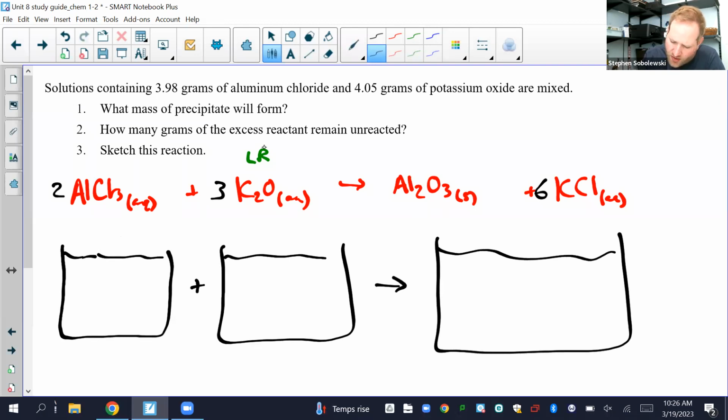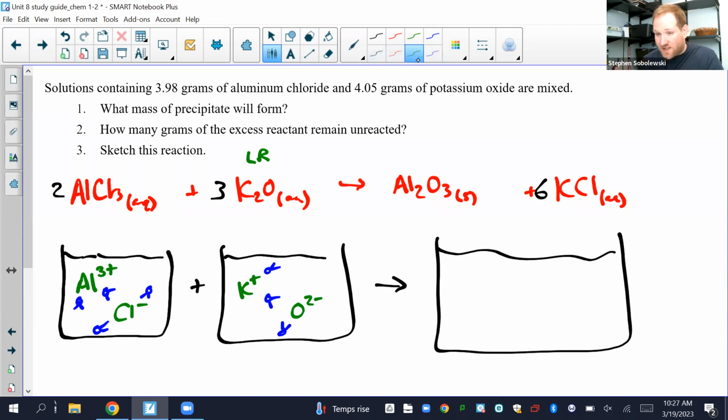In my first beaker, I have aluminum ions, Al3+, and chloride ions, Cl-, with waters facing towards the aluminum and away from the chloride. Second beaker, I have potassium ions, K+, and oxide ions, O2-, with waters facing towards the potassium and away from the oxide. Notice, even though oxygen is a diatomic, same with chlorine, when they're split into ions, they do not pair up.